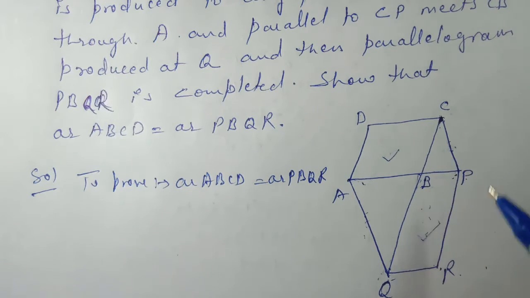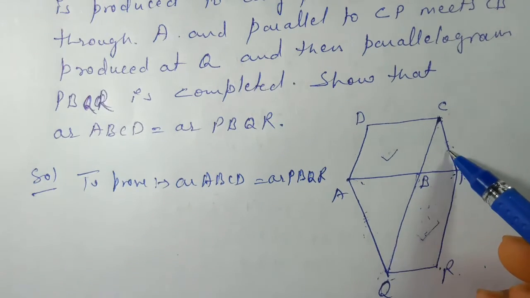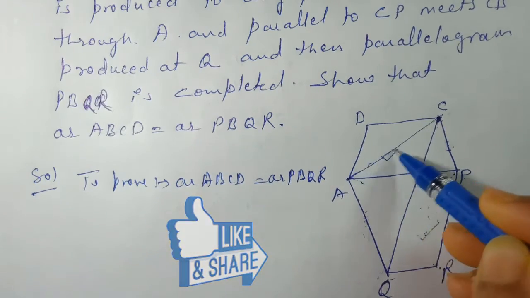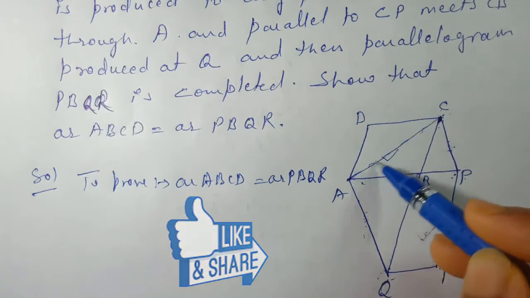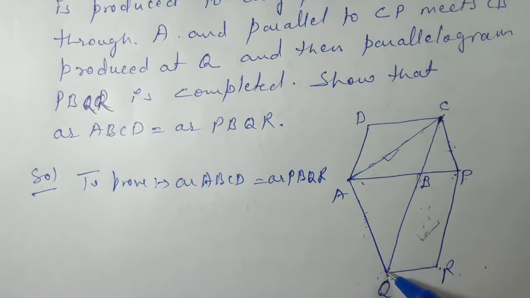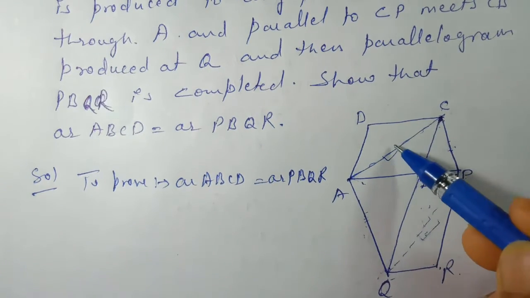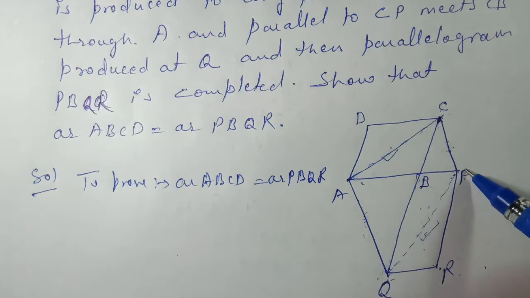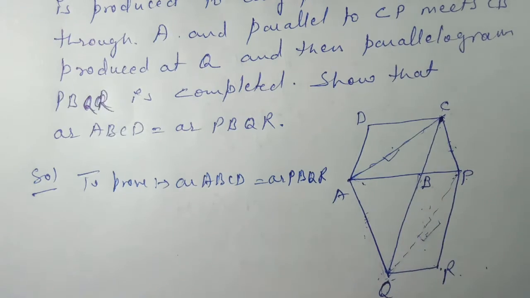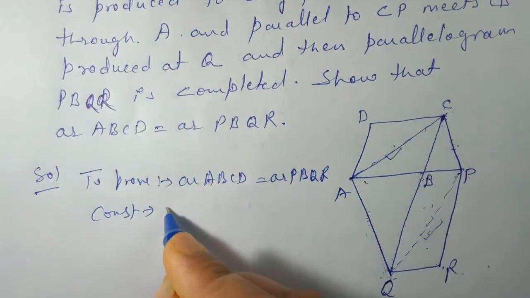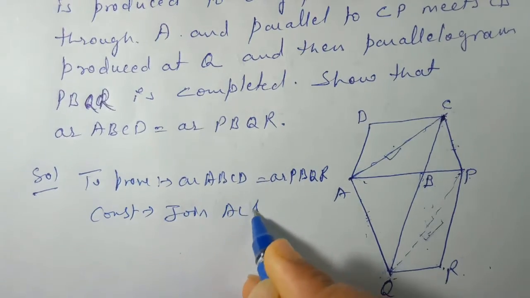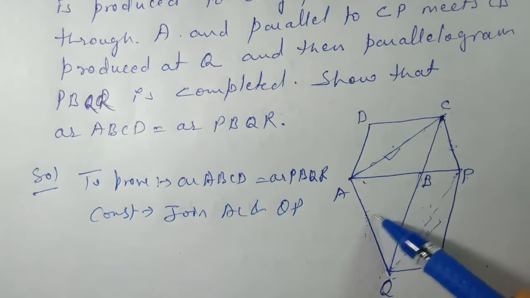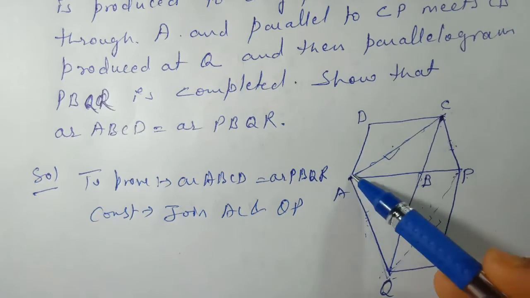So some construction is required. In the above parallelogram join the diagonal, and in the below parallelogram join the diagonal. So in this parallelogram join AC, and in this parallelogram join QP. Now we observe this figure. Now see this line, out of these two parallel lines.